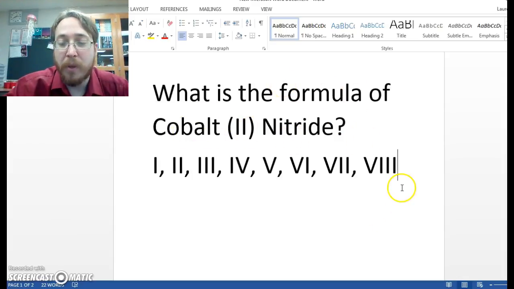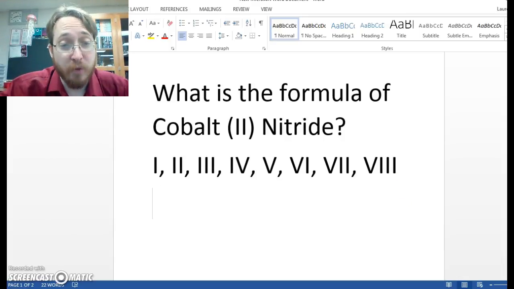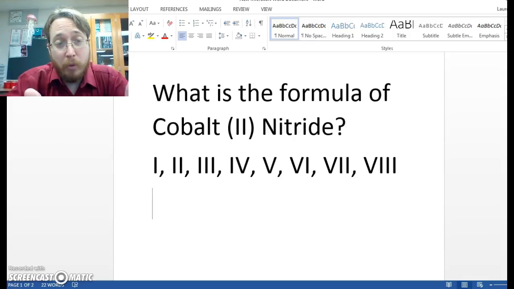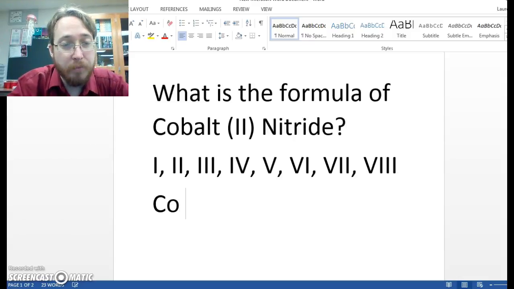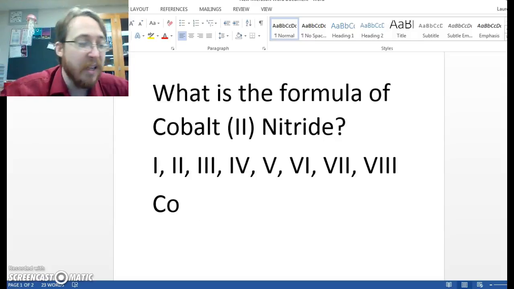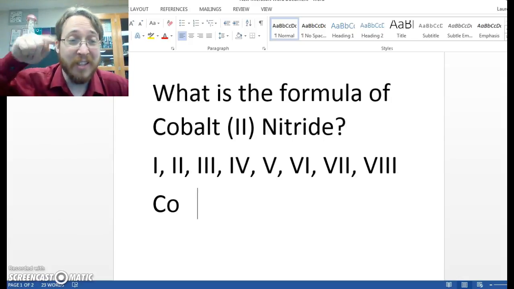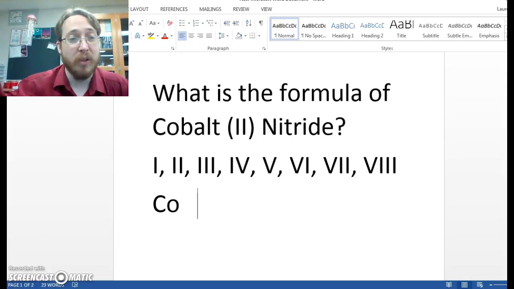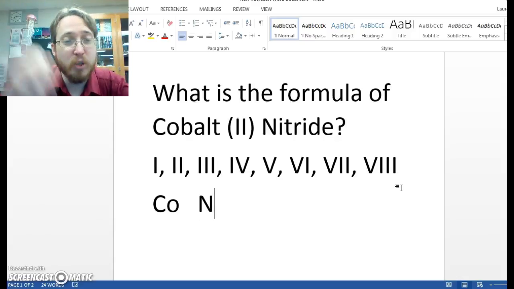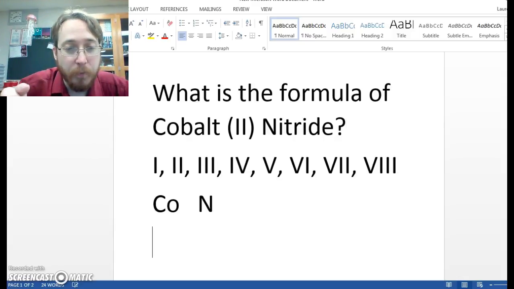So how do we write the formula? Well, the steps for writing the formula start out the same. You have to first find the symbols. So what is the symbol for cobalt? It's Co. Now, what is the symbol for nitride? Well, there is no nitride element, but we know that ions change to the IDE ending. So if we look at our nonmetals, we find nitrogen. So nitride is nitrogen after it's been changed to its IDE ending. So we need the symbol for nitrogen, which is N.